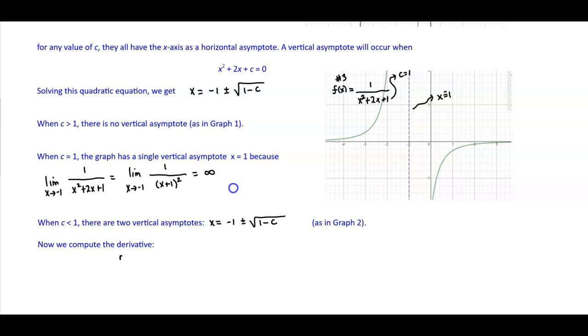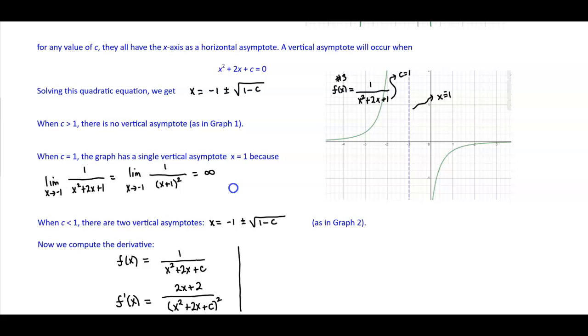So we know that f of x is equal to 1 over x squared plus 2x plus c. If we want to find the derivative of this function, well, in the numerator we have the derivative of the denominator, which is going to be 2x plus 2, divided by the denominator squared, so x squared plus 2x plus c, squared.